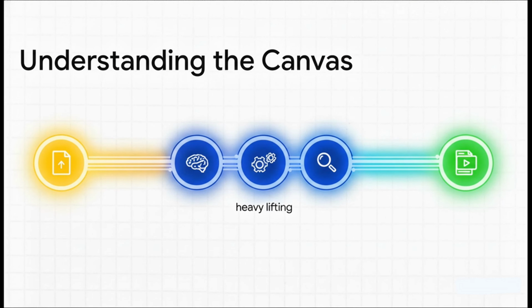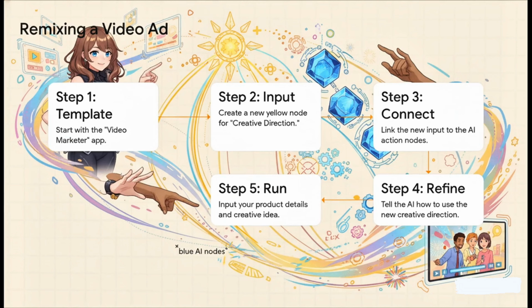The first thing you'll notice is that the interface is incredibly simple, and that's because it's all color-coded. Just remember this: yellow nodes are for you. That's your data, your instructions, your ideas. The blue nodes, that's the AI. That's Gemini doing all the heavy lifting, the thinking and the doing. And finally, the green node, well, green means go. That's your finished product.